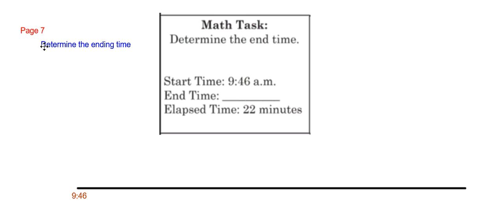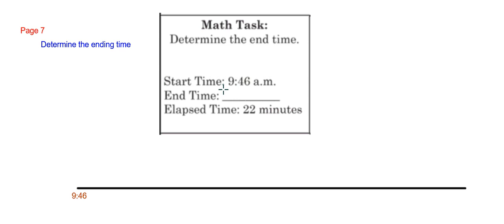Page number 7, determine the ending time. This is the first problem that you will see on page number 7. It says math task, determine the end time. Starting time is 9:46. End time, we don't know that yet. And elapsed time is going to be 22 minutes. In order for us to do that, I have my number line set up with the starting time, and I am going to go ahead and start hopping. I'm going to make sure that I hop for 22 minutes, okay?